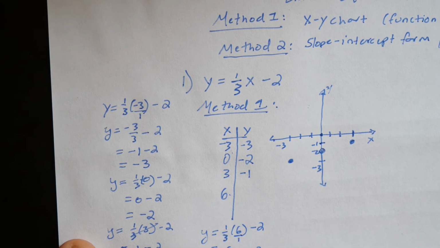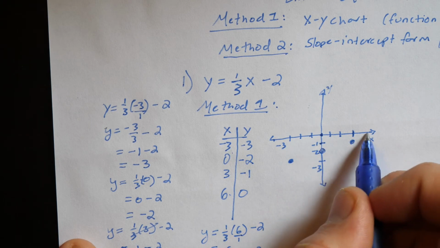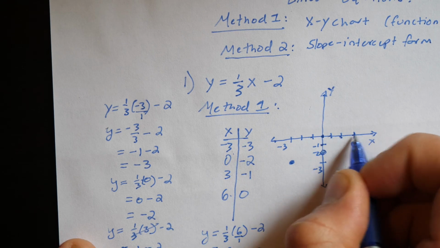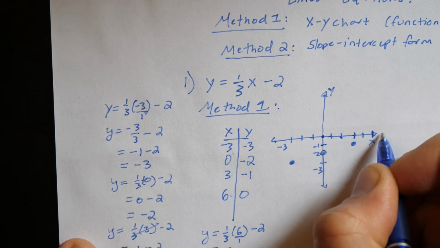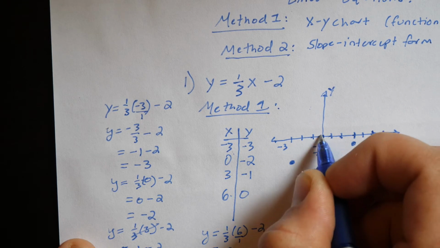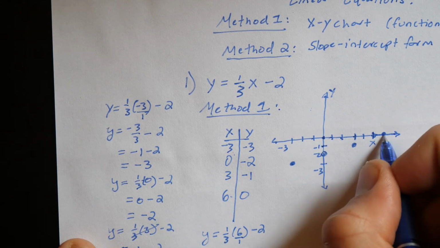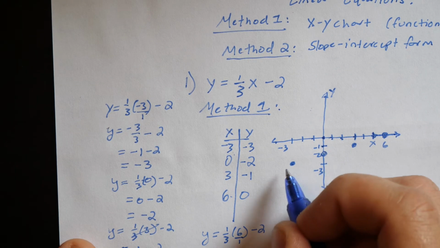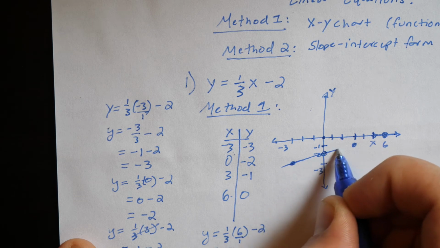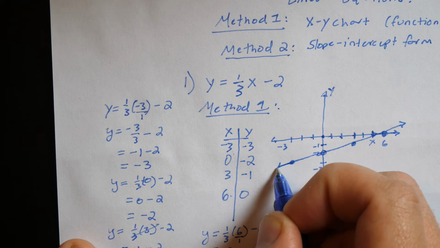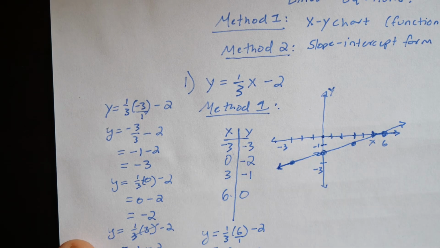So over here for 6, I get 0 as an output. So that means I have to go 6 on the x and 0 on the y. So 1, 2, 3, 4, 5, and then let's extend this line a little bit longer. 6 is right there, and 0 is not up or down. Now I've graphed all my points. Now you just connect them all with a line. And that's how you graph the equation using method 1.